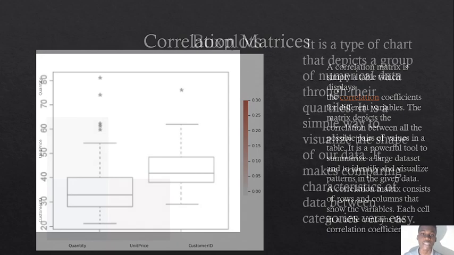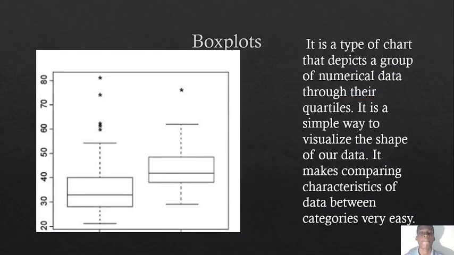So in our next video, we're going to look at the box plots. And we're saying that it is a type of chart that depicts a group of numerical data through their quartiles. It is a simple way to visualize the shape of our data. It makes comparing characteristics of data between categories very easy.